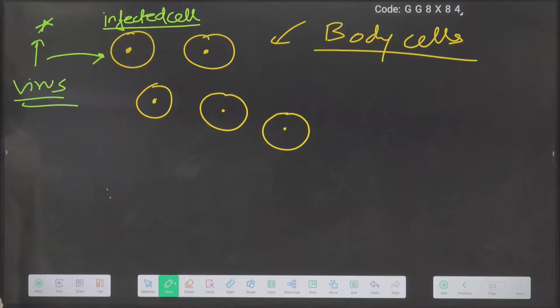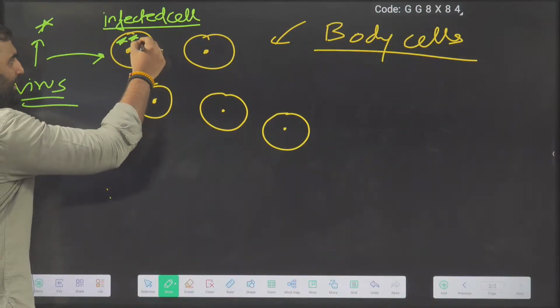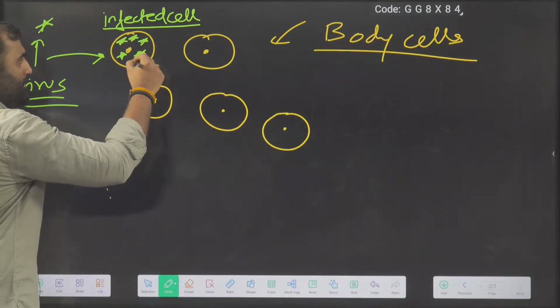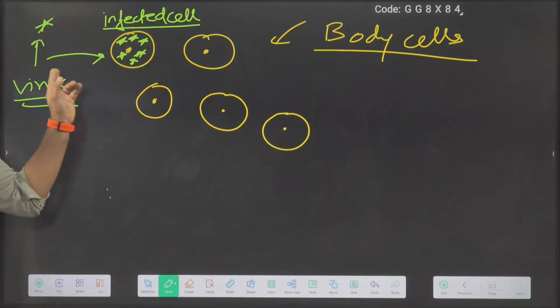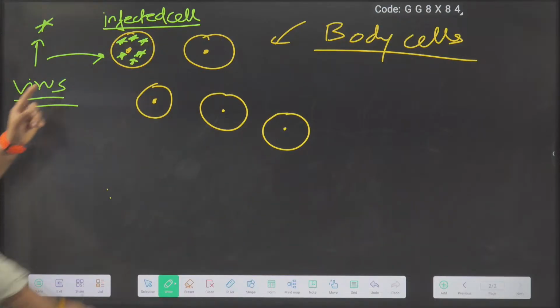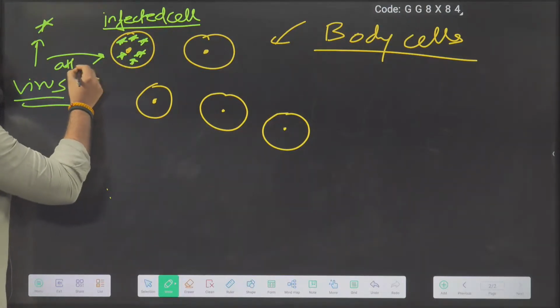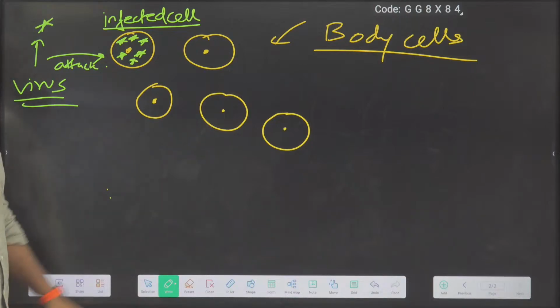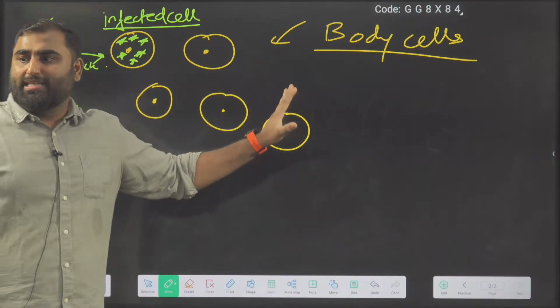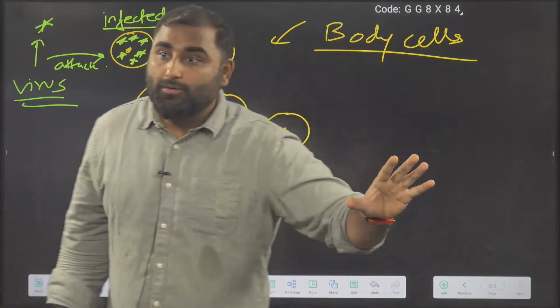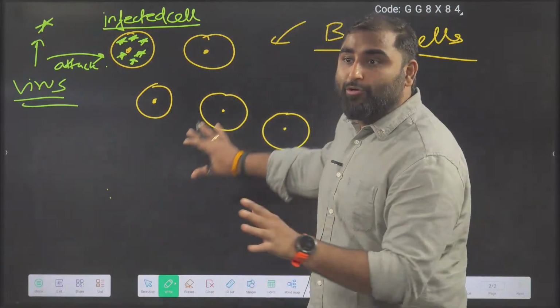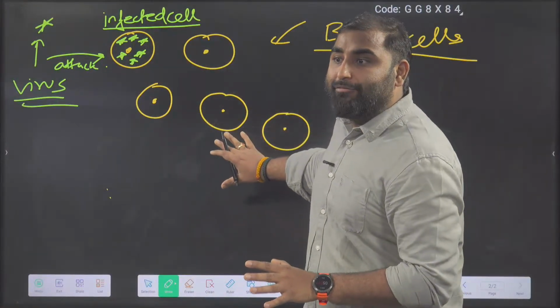The first cell here becomes infected. In this cell, a lot of viruses are there now. The virus attacks this cell. Now these remaining 4 cells are there. What to do? I have to protect them.